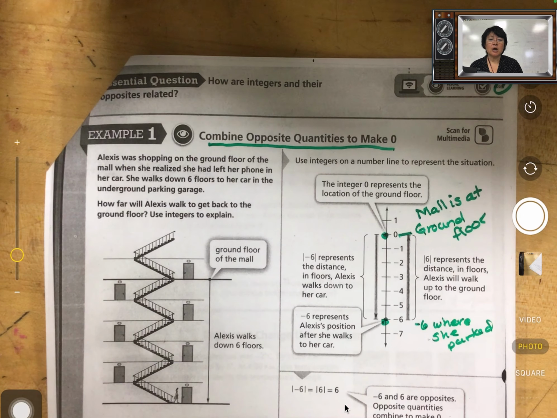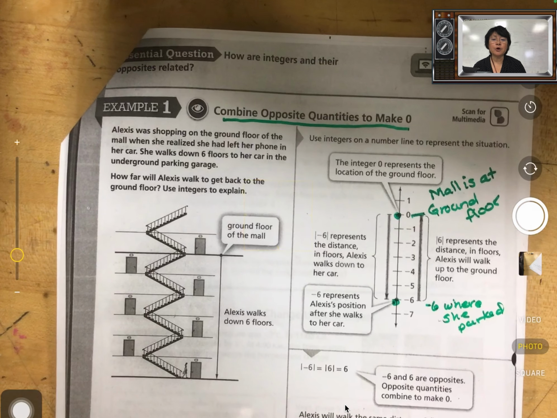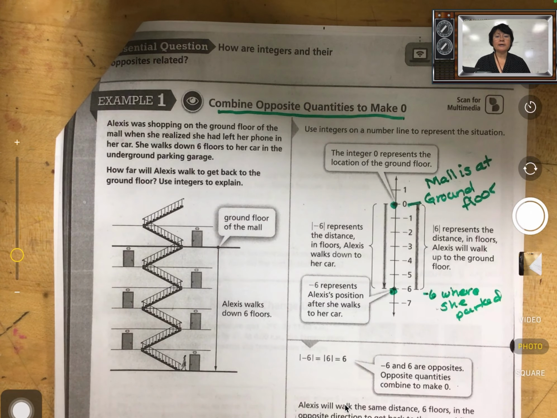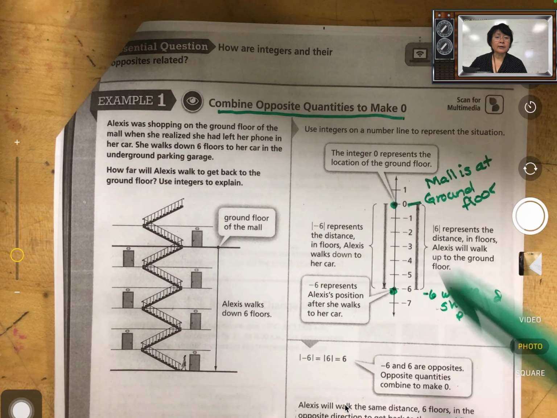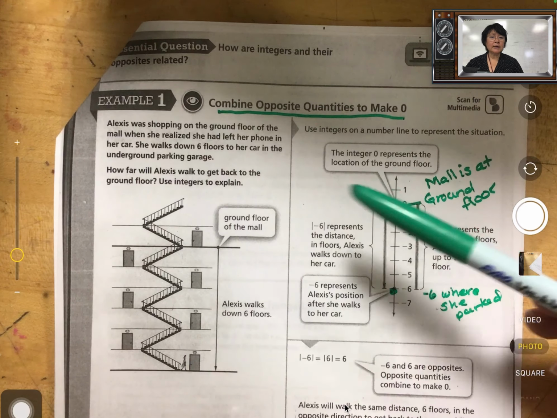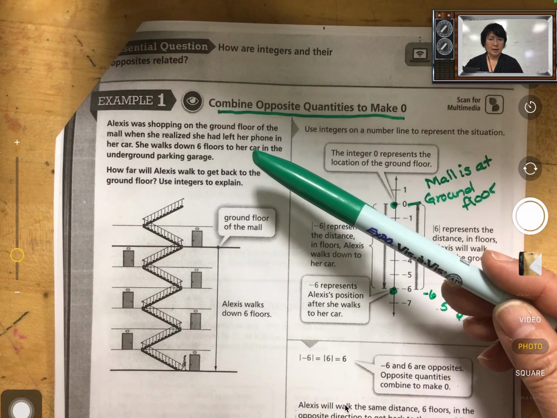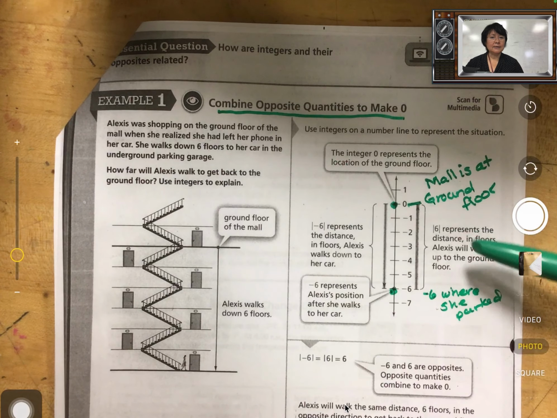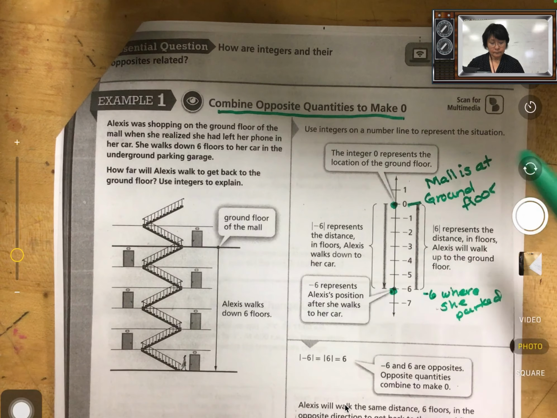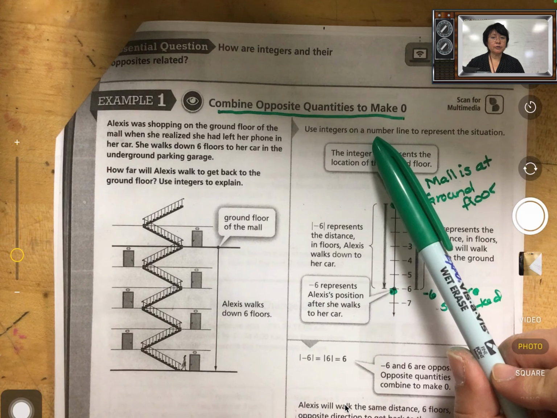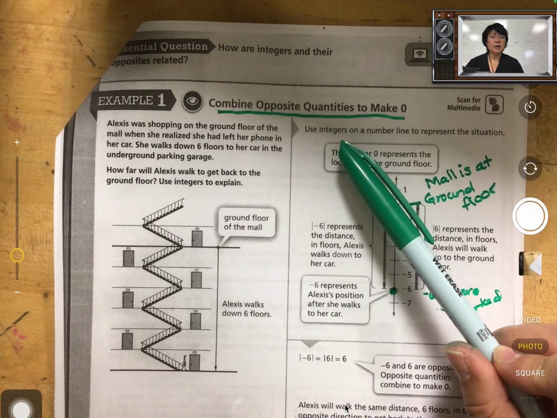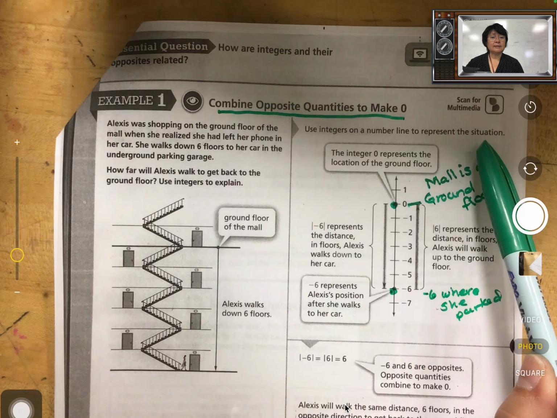So Alexis was shopping on the ground floor of the mall when she realized that she had left her phone in her car. She walks down 6 floors to her car in the underground parking garage. How far will Alexis walk to get back up to the ground floor? So let's take a look at how we convert this paragraph into math. Use integers, which are whole numbers, on a number line to represent the situation.